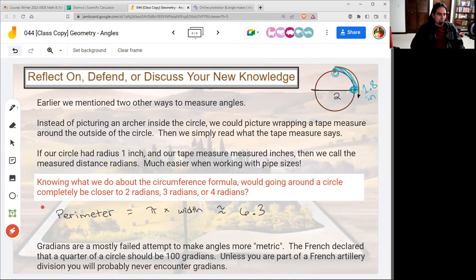Even less important are gradients. The French wanted everything to be like tens or hundreds, like the metric system. So they said, let's make a right angle 100 of something instead of 90. And the rest of the world said, are you crazy? We like 90 degrees. This is friendly. So unless you are part of the French artillery division, you will never encounter gradients. Just totally forget about them.